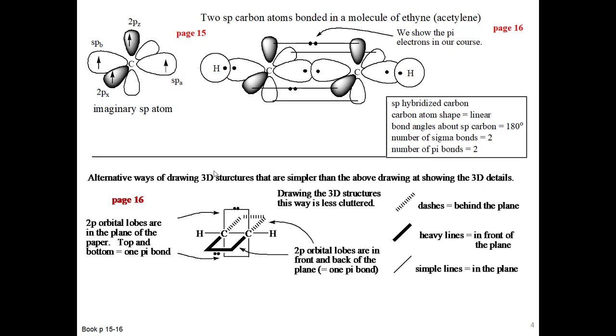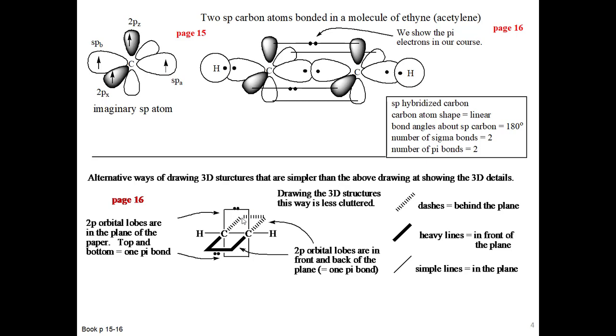Now we're going to draw it a little more efficiently than trying to draw all these lobes and everything, which get to be kind of messy and hard to draw in a big molecule. So the way we're going to draw it is we'll just draw single lines for sigma bonds. So you'll see they're all in a straight line here because these carbons are both sp. And then I have a single line up and down, and a single line up and down, and then an overlap of those two lines.